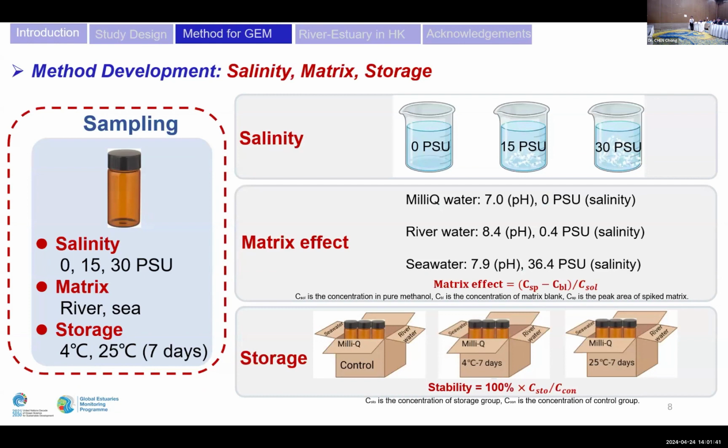This is the third part, to study the effects of the salinity, matrix and storage. As we know, the estuary system is a complex system, especially its salinity is variable. So we designed to test 0, 15, and 30 PSU to cover a wide range of salinity. And we also studied the matrix effect to include the river water and seawater.